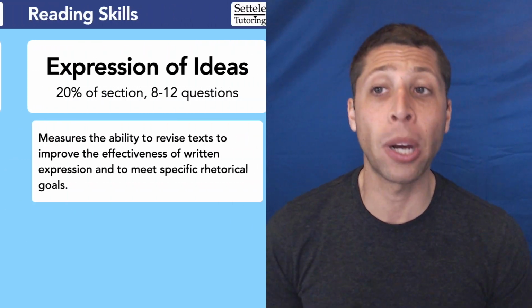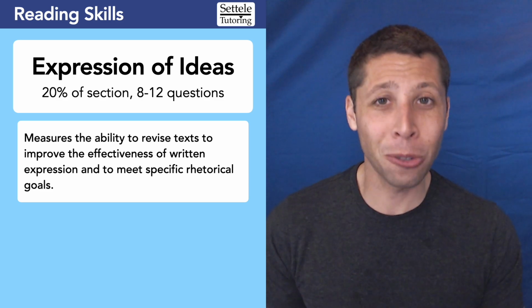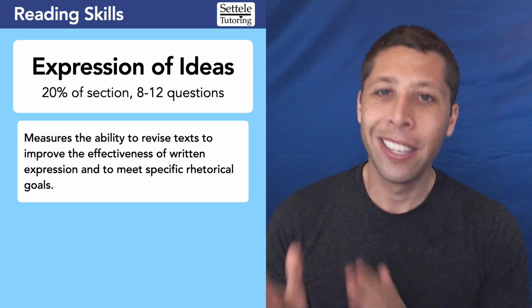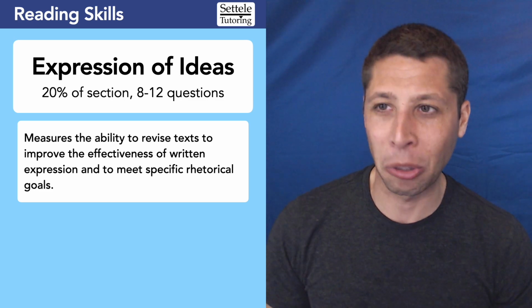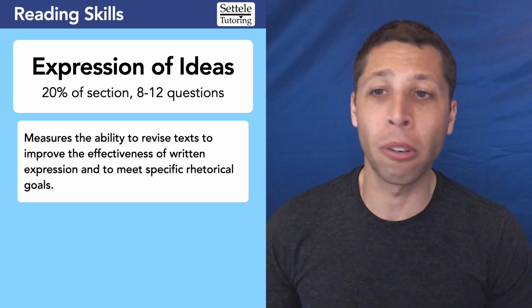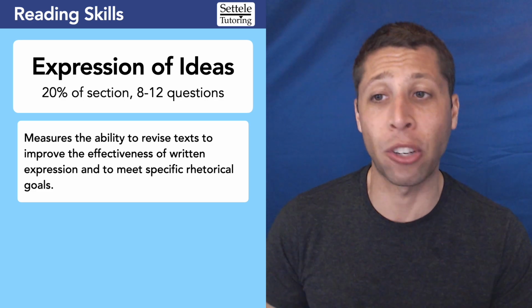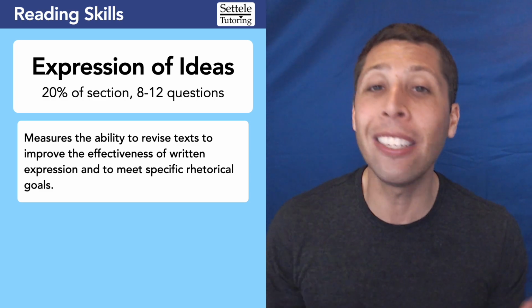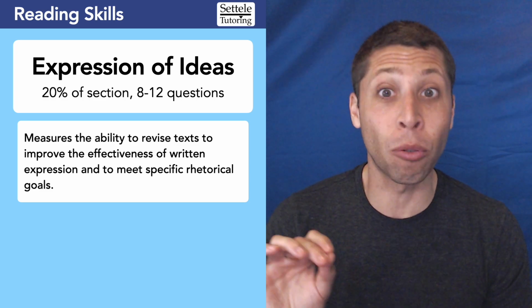Let's move on to the expression of ideas category. That also sounds like what we've been talking about. Expression of ideas, like the main idea, right? Well, no, these are a little different. So here's the description. Expression of ideas measures the ability to revise text to improve the effectiveness of written expression and to meet specific rhetorical goals. I have no idea what that means. That is complete gibberish to me, but luckily this is a really easy category.